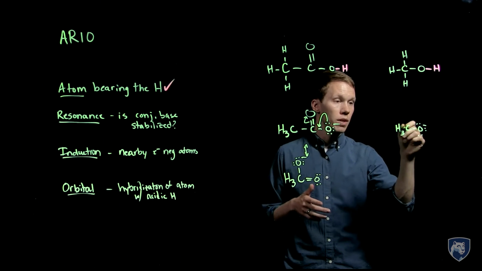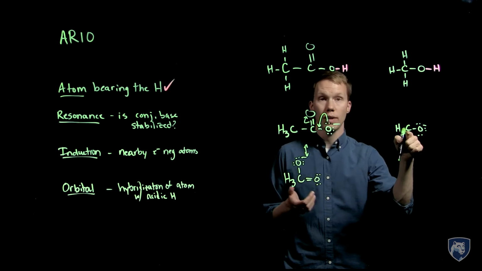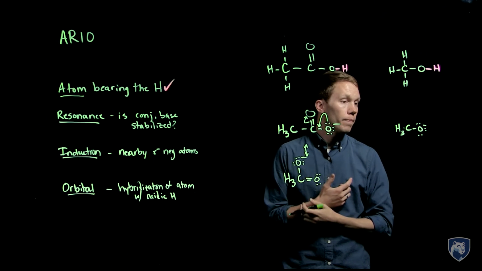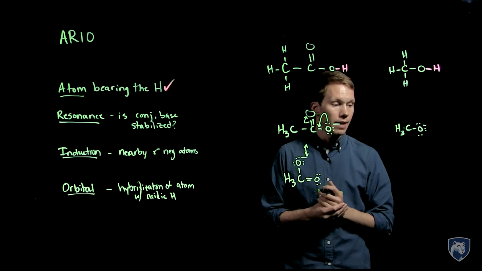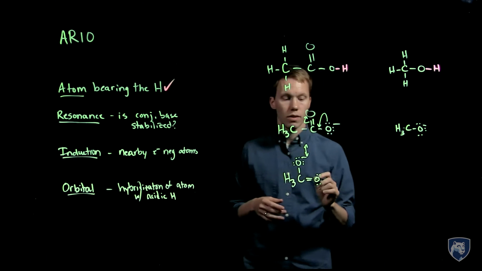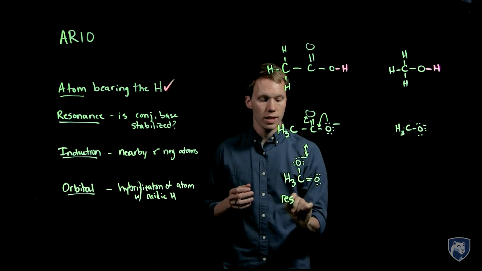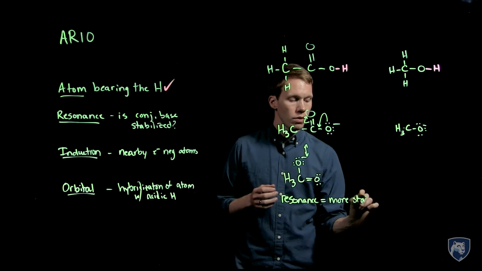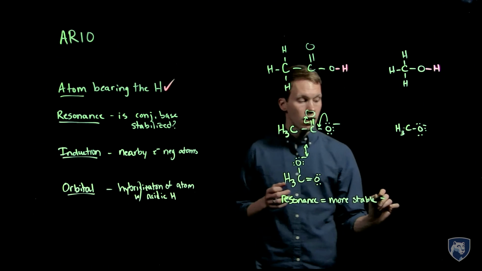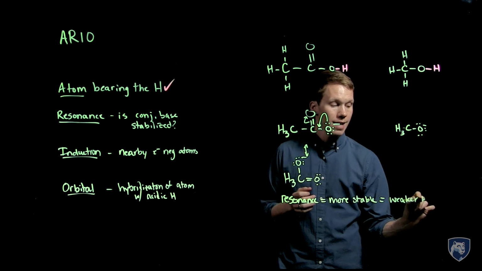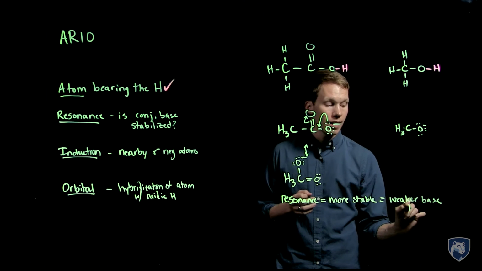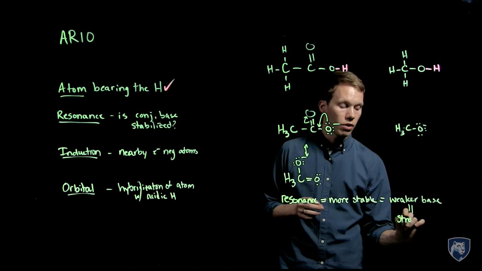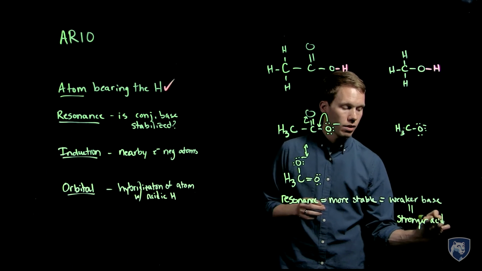There's nowhere that we can move these pairs of electrons because this carbon is sp3 hybridized. There's no easy way to move pi bonds or anything like that. So we have resonance. Resonance means more stable, and more stable means that it's a weaker base. Therefore, its acid counterpart would be a stronger acid.